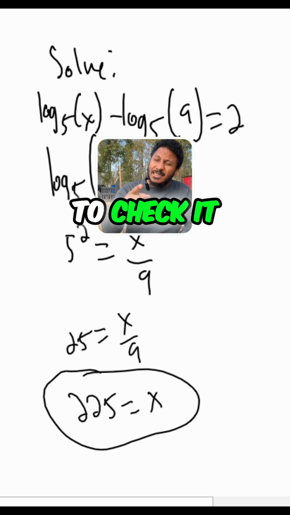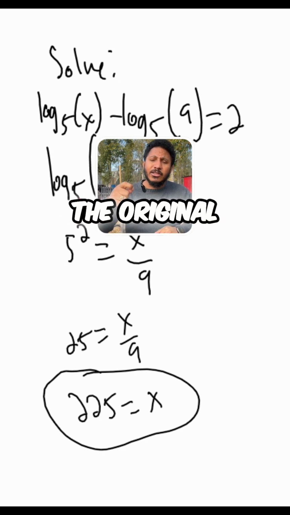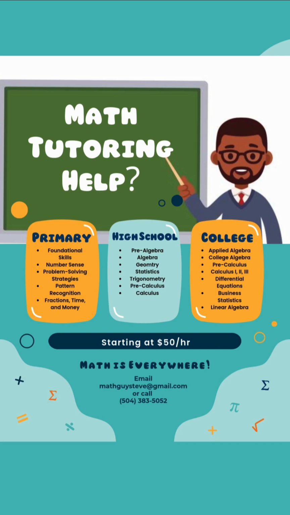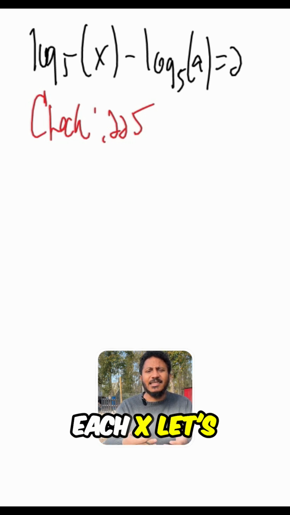Now, don't forget to check it. Nike step, check step. How do we check to make sure? Well, plug it back into the original and see if we get a true statement. Let's try it. So let's check it. If I plug in 225 for each x, let's see if we get a true statement.